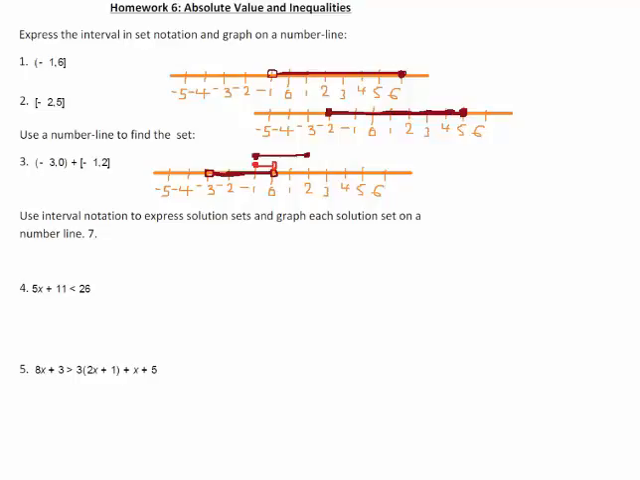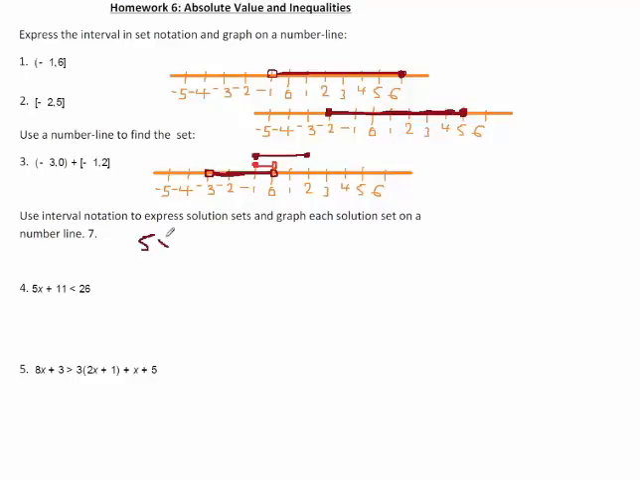The next two problems are about solving inequalities and then using a number line to graph them. Now, rather than an equal sign, there's an inequality, in this case a less than sign, in this case a more than sign. But either way, you just simply solve it like a regular equation. So let's say number 4, what do we got?